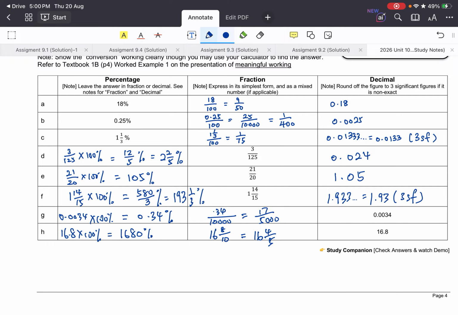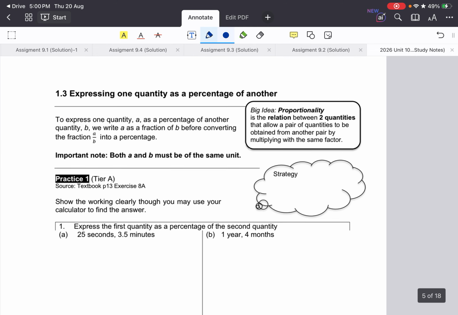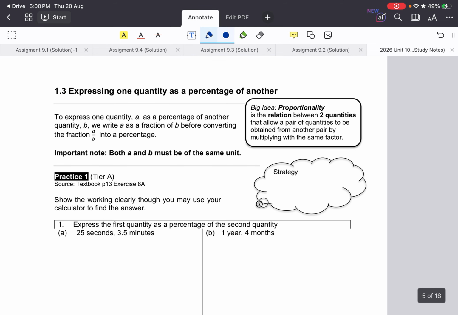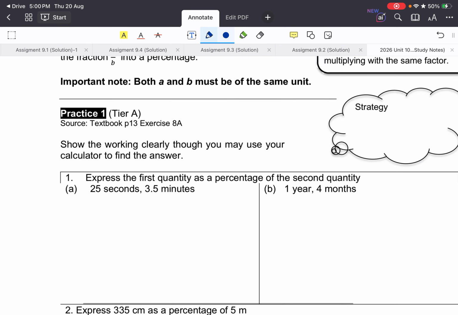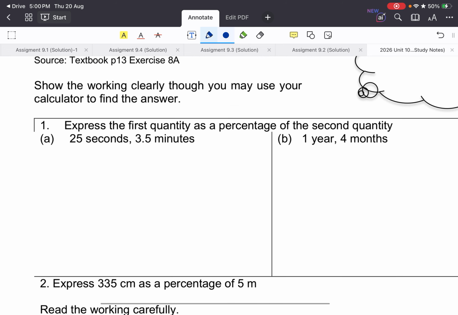Okay, so I hope that works for you. Let's move on to the next section. The next section wants us to express one quantity as a percentage of another. That's another big idea behind fractions and percentages. We can actually do that, right? So here we have some examples to practice. Okay, again, you can pause your video, try them out, then after that resume, right?